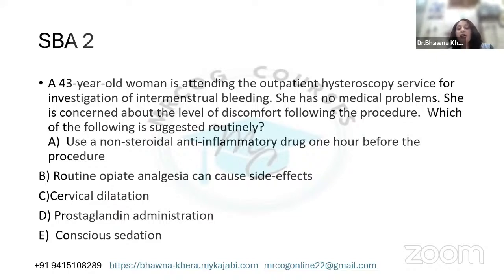Use a non-steroidal anti-inflammatory drug 1 hour before the procedure, or use routine opiate analgesia and cervical dilatation, prostaglandin administration, or conscious sedation. The one which is most preferred is, yes, everybody is right: use of non-steroidal anti-inflammatory drugs 1 hour before the procedure. That has the maximum evidence and that is the one which is recommended.